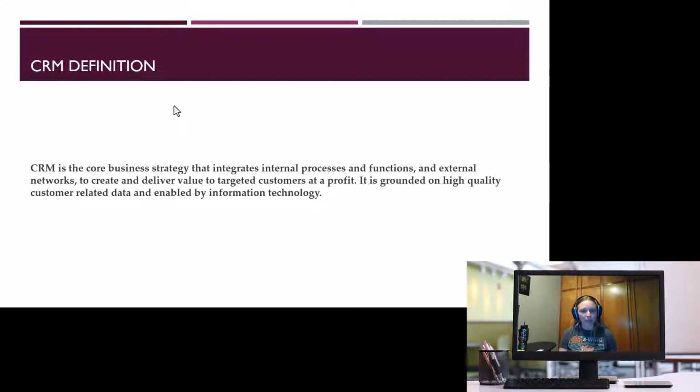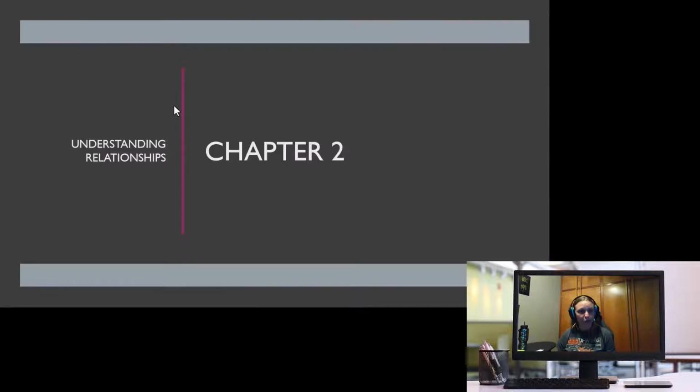CRM is the core business strategy that integrates internal processes and functions and external networks to create and deliver value to targeted customers at a profit. It is grounded on high quality customer related data and enabled by information technology. So that takes the 4 different types of CRM and builds it into a strong definition.